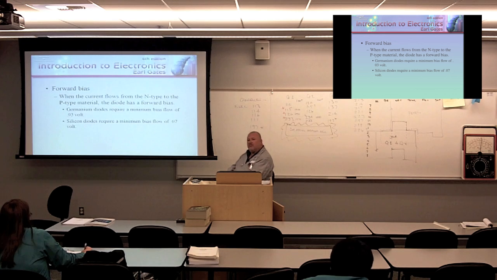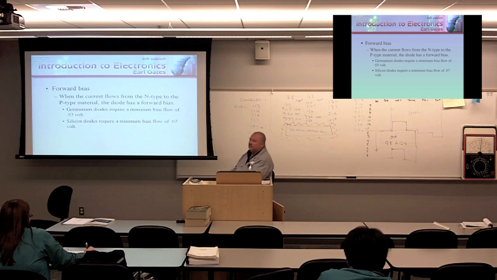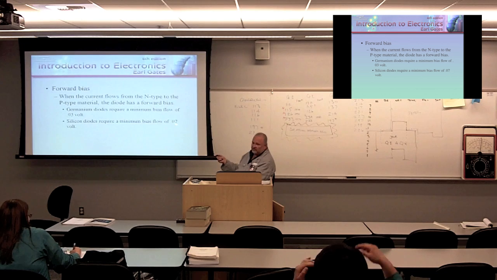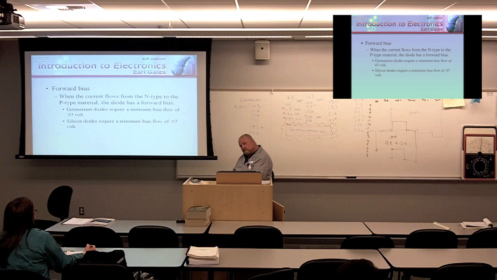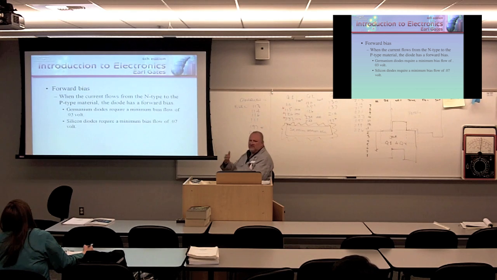So for germanium, it's going to be 0.3 volts. For silicon, it's going to be 0.7 volts. Approximation. And to be honest with you, that approximation could be anywhere 0.2, 0.3 volts for germanium, 0.6, 0.7 volts for silicon. Some of it's the manufacturing, the design, what specifically the diode was designed to do. So there's going to be some variance in that number. So that's why we say this is just an approximation.